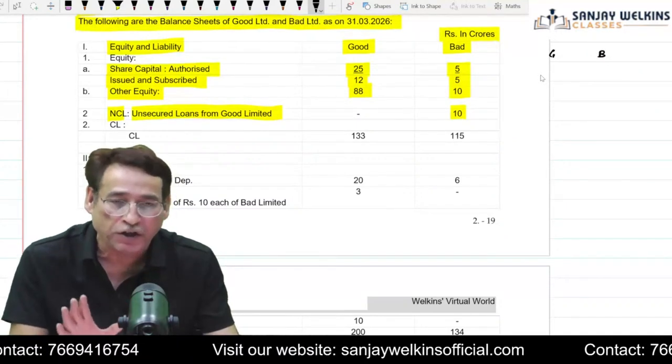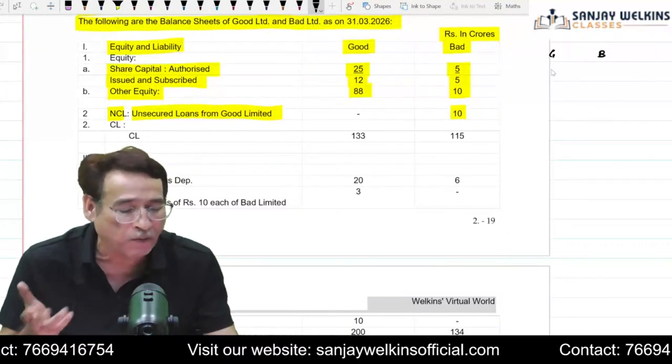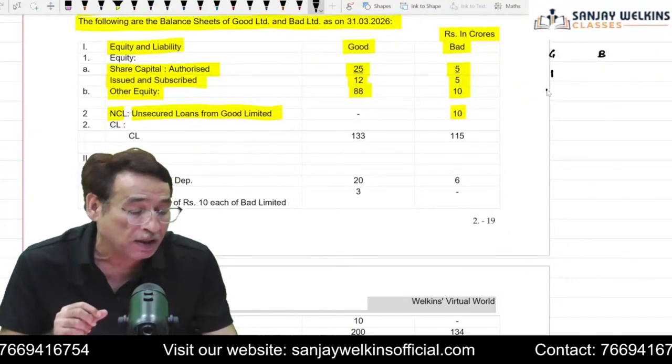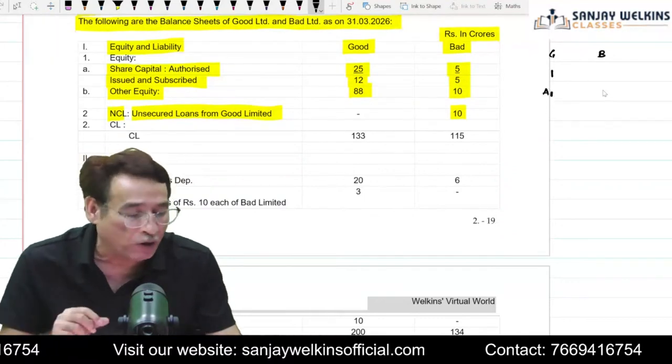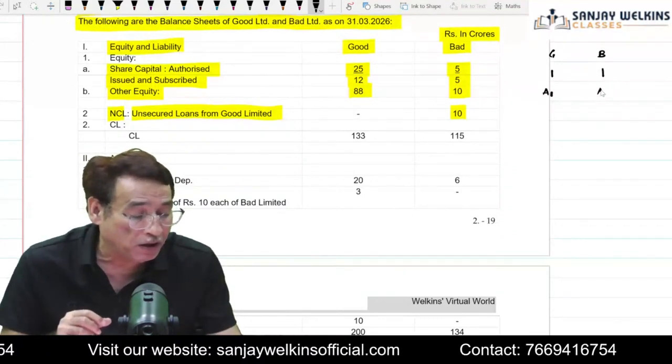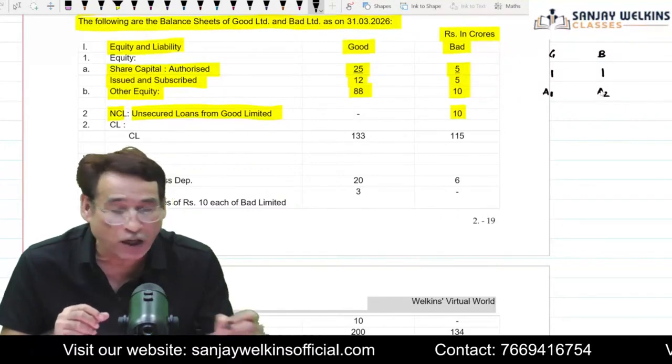So far, it is not written who is the acquirer and acquiree, but I'm telling you in advance that in this case, actually Good Limited is the acquirer entity. A1 stands for acquirer, correct? And B Limited is the acquiree entity.